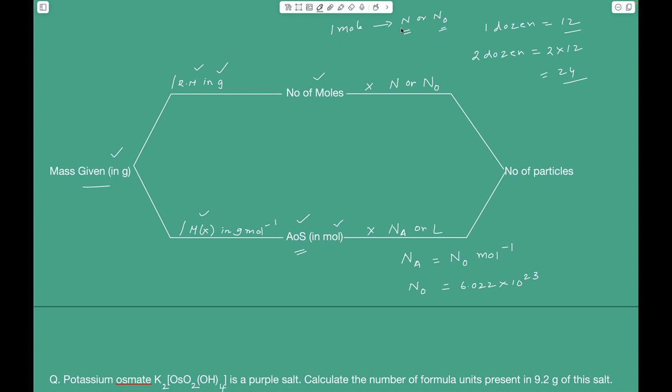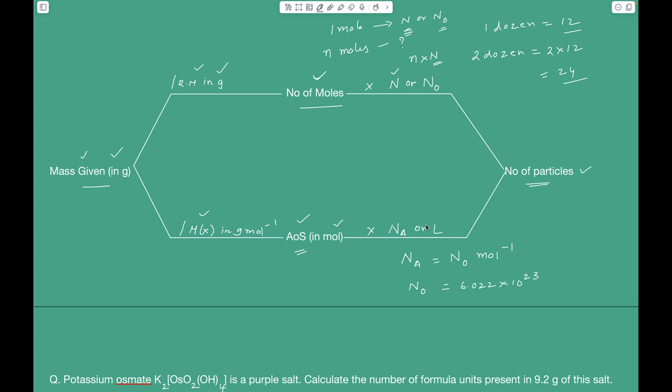So if 1 mole of any substance contains an Avogadro's number of particles, then n moles of that substance would contain how many? Simple. You have to multiply the number of moles with Avogadro's number, right? So to get the number of particles present in any substance, given the mass of the substance, first figure out the number of moles, then multiply the number of moles with Avogadro's number to get the number of particles.